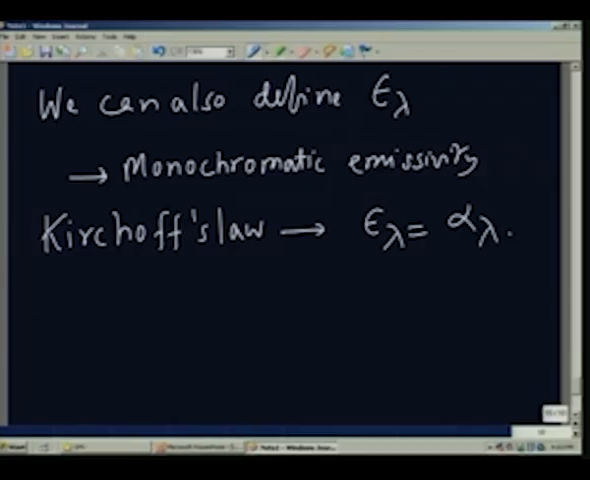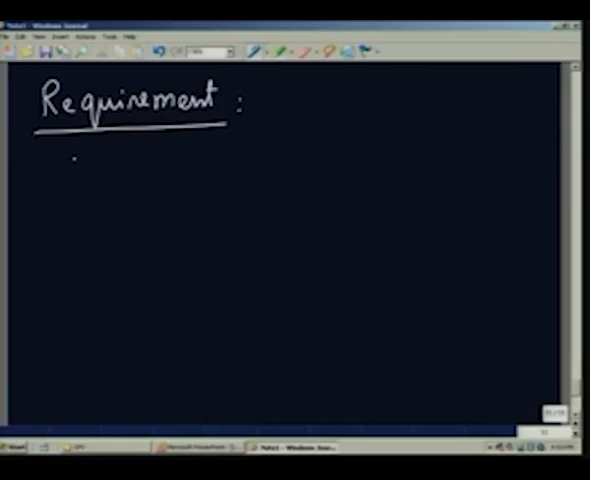Now, let us look at what are the things which we require if we want to make a measurement of surface properties. What are the things required? The requirement in terms of the hardware, we are talking about hardware. So, what we require for making measurement of radiation is, first of all, a source of radiation.